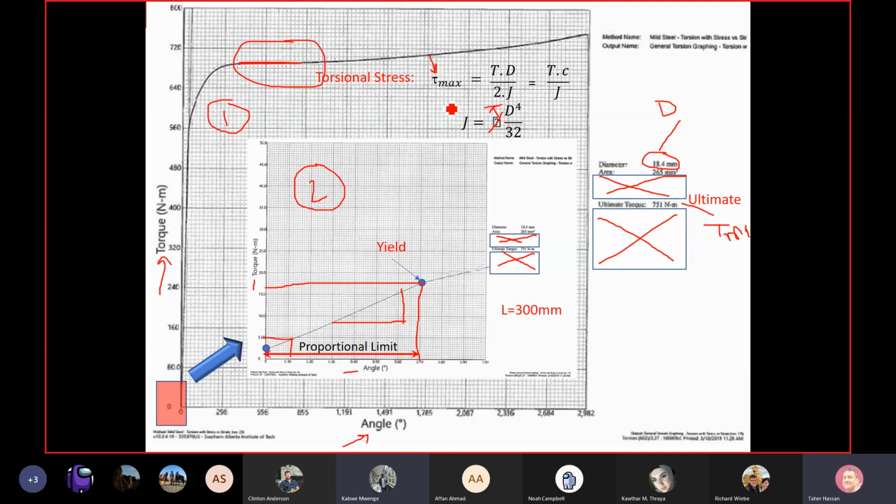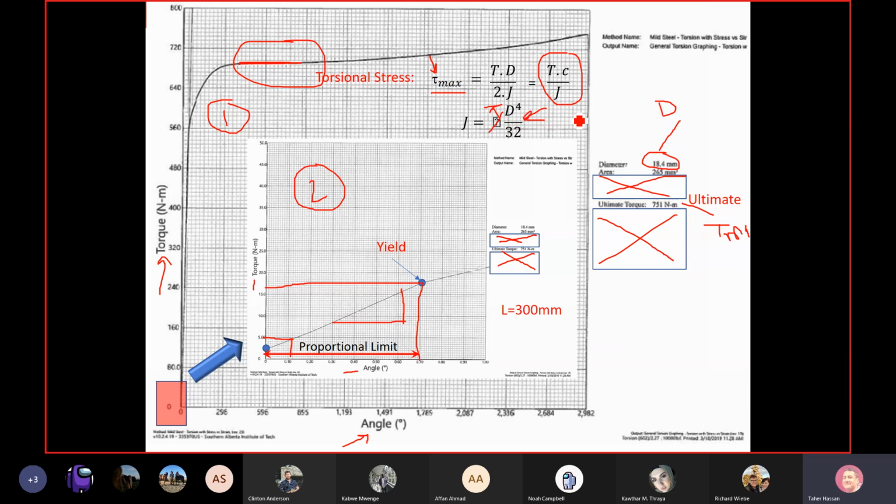Okay, sure, no problem. So guys, the lab asks you to find the tau. Tau means stress. We want to find the stress, which is super easy. This is how you find the stress: T multiplied by the radius, which is half of the diameter, divided by J. And where is J? It is simply this number here, D to the power 4 over 32.